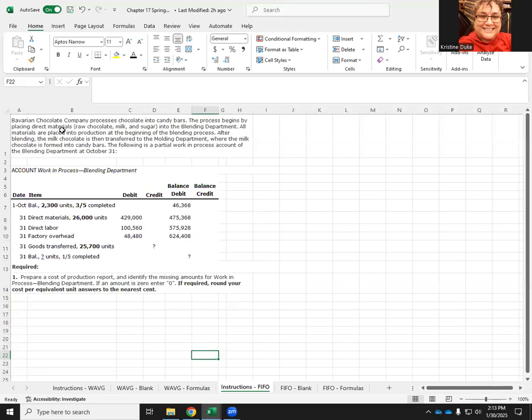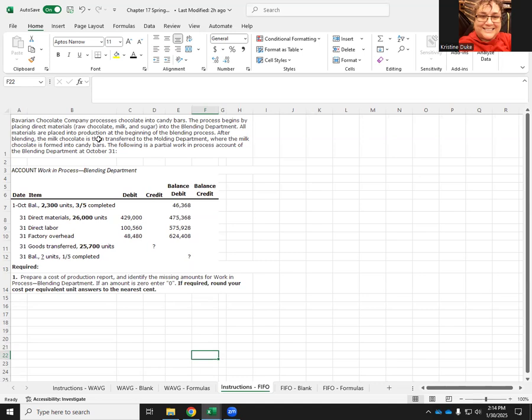Okay, in here we've got this Bavarian chocolate company. They're doing candy bars. They put all their materials into process at the beginning of the batch. We're going to call these things batches. What we're going to do is determine the equivalent units of production so that we can assign cost to three different groups: the work in process beginning, the started and completed, and the ending work in process. We'll see that in just a minute in the FIFO sheet.